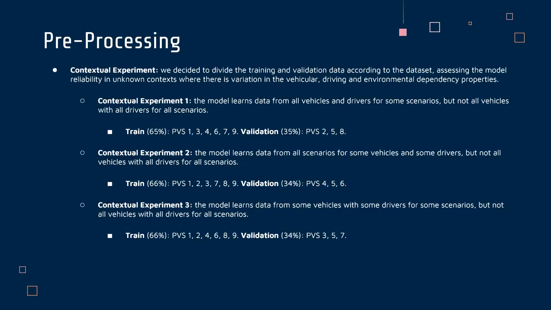The third type of experiment was by context, to analyze the module's behavior when submitted with data from unknown vehicle, driver, or environment. For this, we divided the 9 datasets between training and validation, so that in experiment 1, the module learns data from all vehicles and drivers for some scenarios. In experiment 2, the module learns data from all scenarios for some vehicles and some drivers. And in experiment 3, the module learns data from some vehicles with some drivers for some scenarios, but not all vehicles with all drivers for all scenarios.